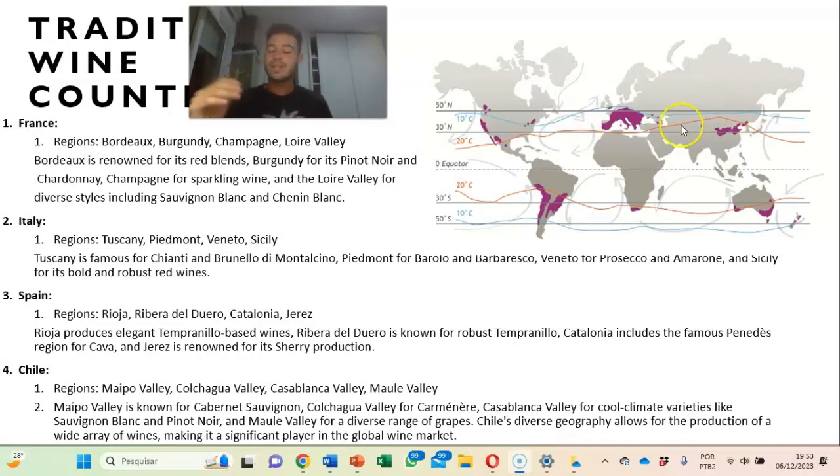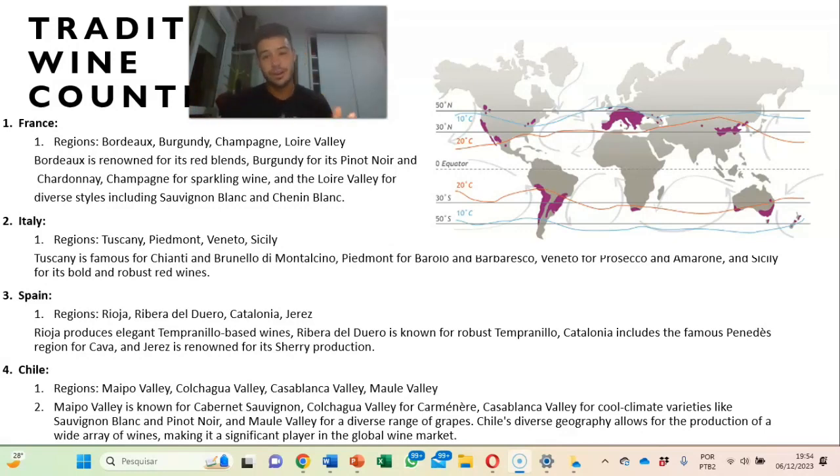So one of the most famous regions would be France, where most of the wine comes from. It comes from Bordeaux, Burgundy, Champagne, and Loire Valley. So it's mostly known for its red blends. Burgundy is from Pinot Noir and Chardonnay, Champagne for sparkling wine, and the Loire Valley for diverse styles, including Sauvignon Blanc and Chenin Blanc. So a very diverse area of wine producing. Probably the second most famous wine country would be Italy.